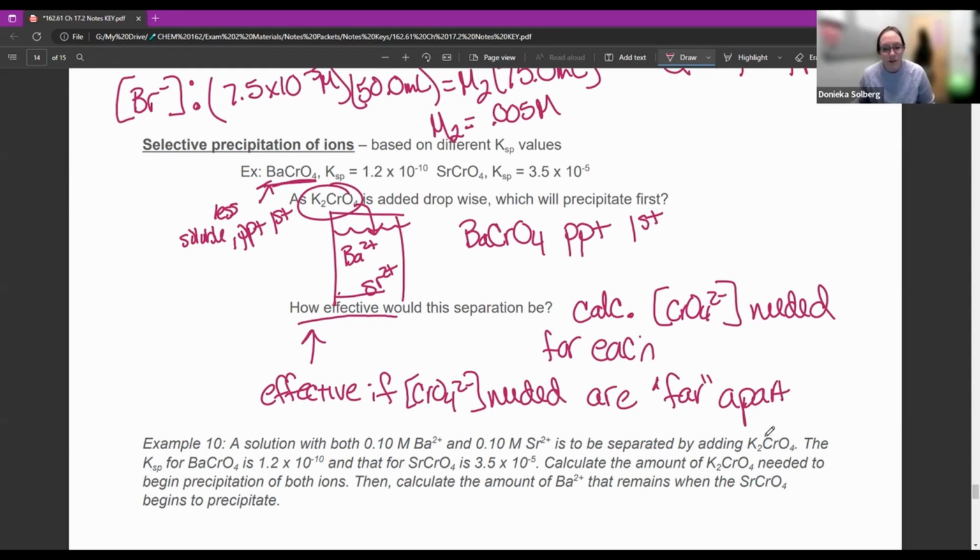Now notice I'm just focusing on the chromate. Potassium is always soluble no matter what. So it's really because you can't add a single ion. It has to be in a compound. So the KSP for barium chromate is this. I gave you this earlier. And for strontium chromate is this.